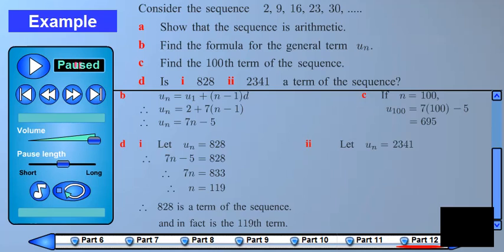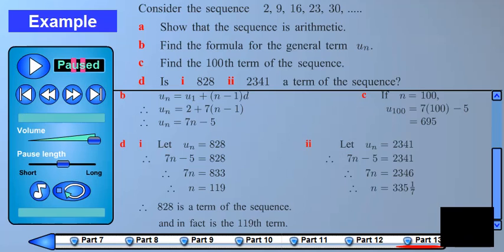Yes, you will put 7n minus 5 equals 2341 and shift 5 to the other side. Yes, 7n equals 2346. Then again divide both sides by 7. What is the value of n? Let's see. Then 7n minus 5 is 2341. Solving this equation, we find n is 335 and a seventh.